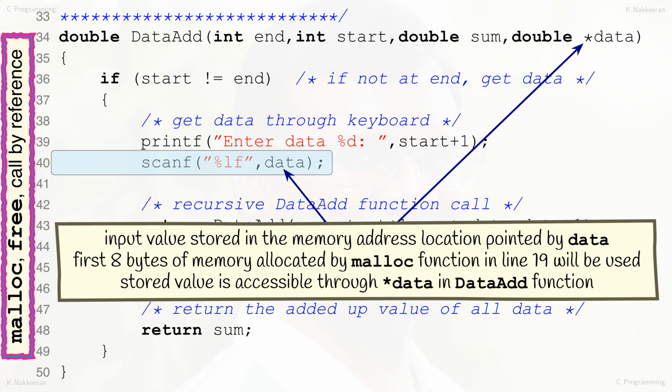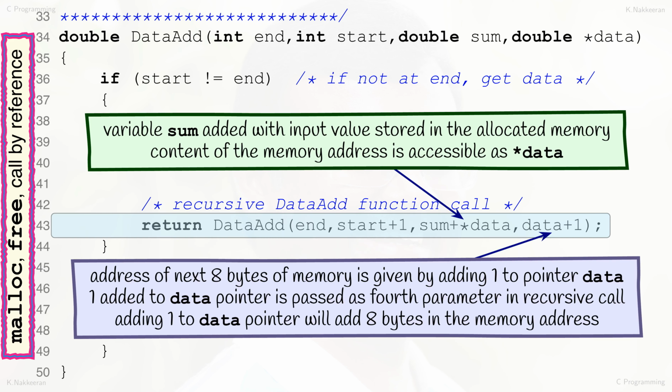The input value will be received as a double type by the scanf statement and stored in the first 8 bytes of memory allocated through the malloc function written in line 19. Within the data_add function, this double value can be read or manipulated as the contents of the pointer using the asterisk operator written in front of the pointer data.